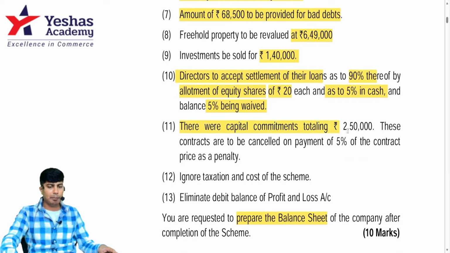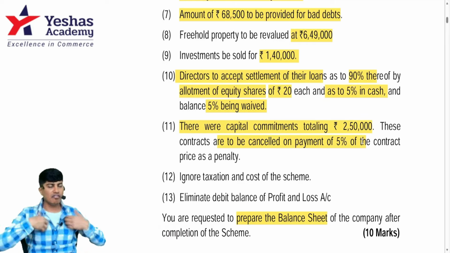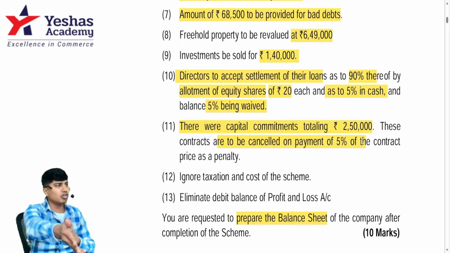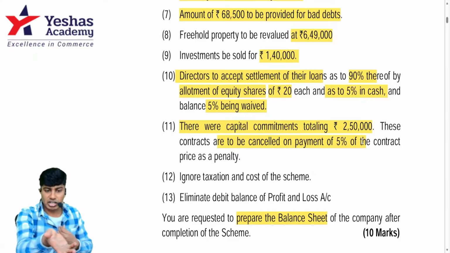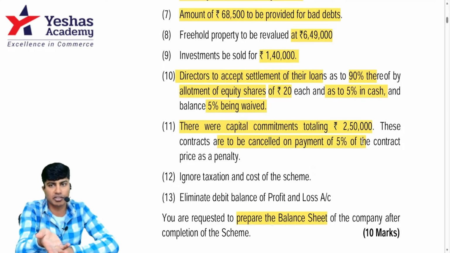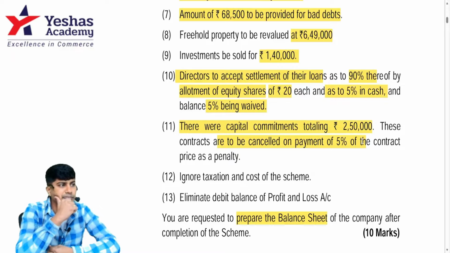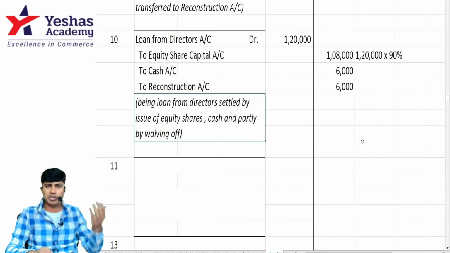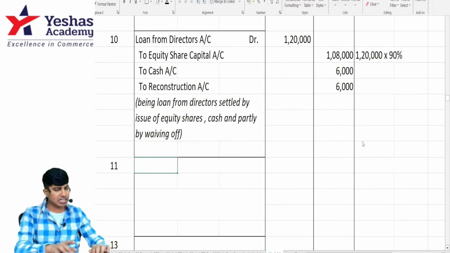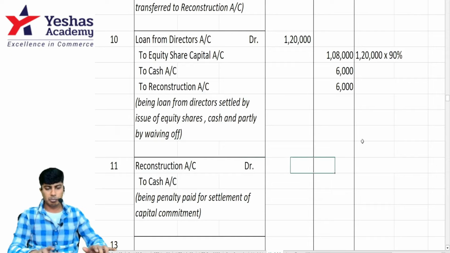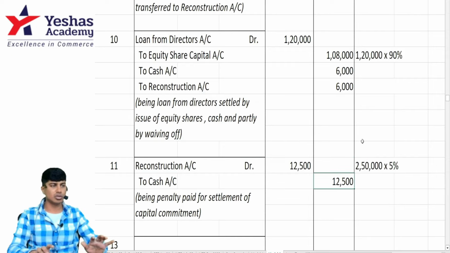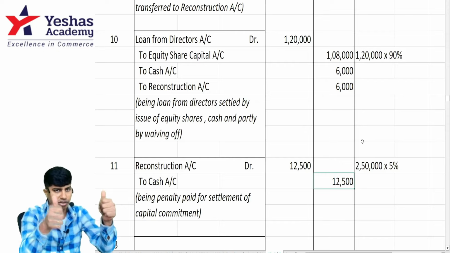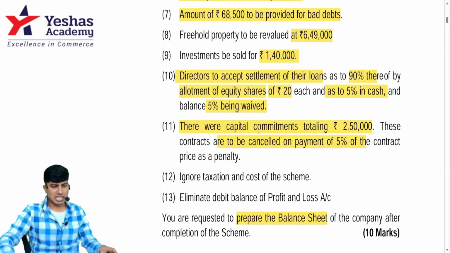11th one. There are capital commitments of rupees 2 lakh 50. These contracts are to be cancelled by payment of 5%. If we had continued the business without reconstruction, we would have fulfilled this contract. Because we are cancelling the contract, we will not be able to fulfill this contractual requirement. 2 lakh 50 into 5%, 12,500, we will pay this expense. I told you any expense, income, profit, loss is to be transferred to capital reduction. I'll write reconstruction account debit to cash account. We will pay 2 lakh 50 into 5%, 12,500. Everybody got this? Fantastic. What's after this?